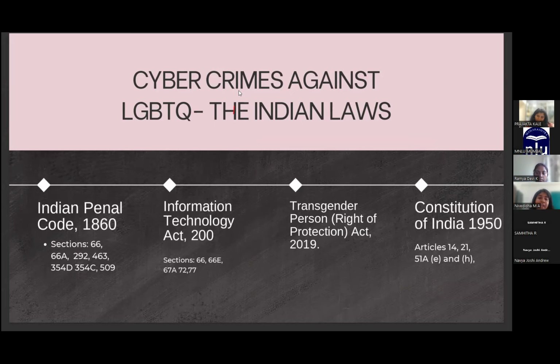So at present, the legal framework fails to sufficiently safeguard LGBTQ people based on their gender. Although it addresses cyber crimes, as in the IT Act, it fails to specifically take into account the variety of identities or genders that exist in the LGBTQ population.